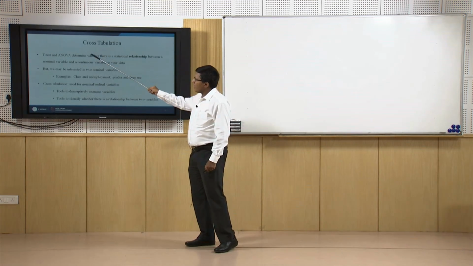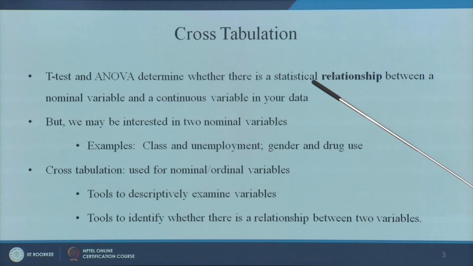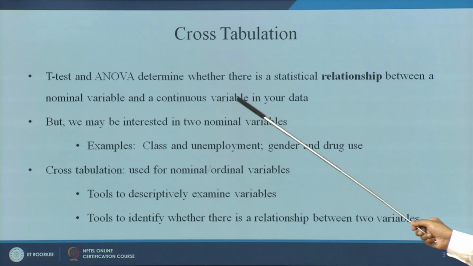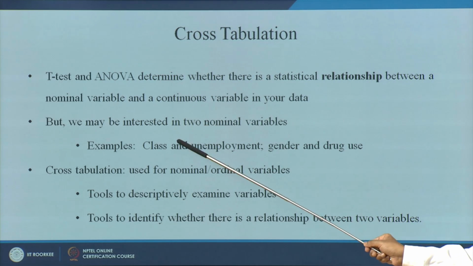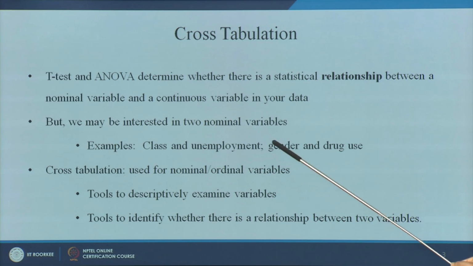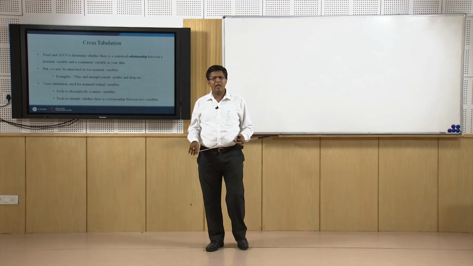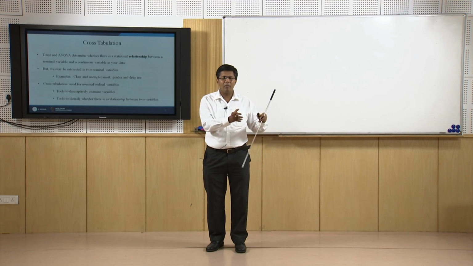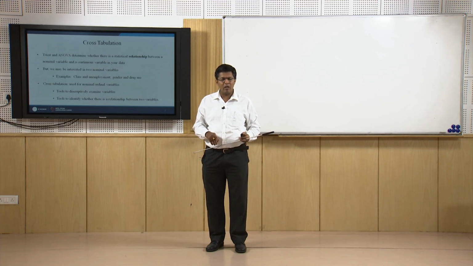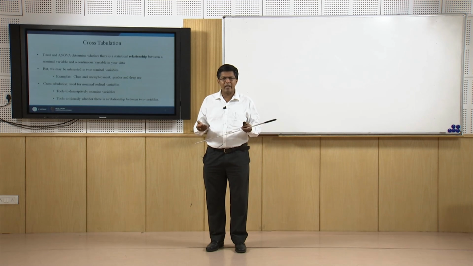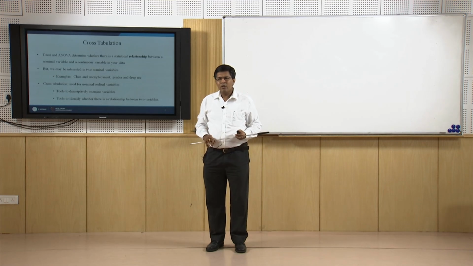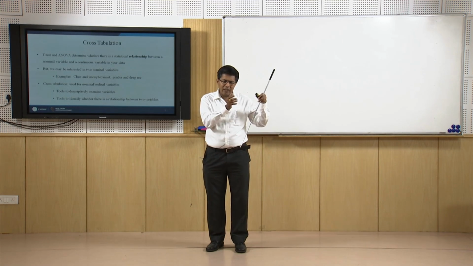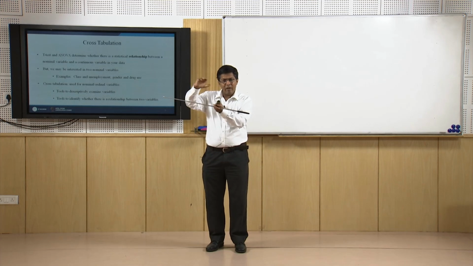In the earlier cases, t-test and ANOVA, we were determining a relationship between a nominal variable and a continuous variable, right. But what if we are interested in two nominal variables? For example, class and unemployment, gender and drug use, or the city you come from and which player you like in a particular football or cricket team, or which city favors which team. Or let us say which gender likes what kind of TV programs.